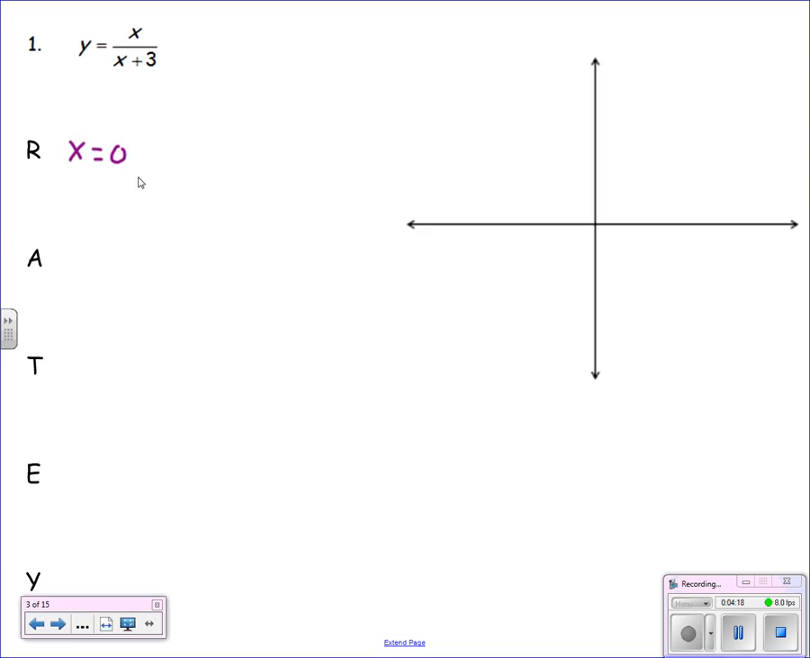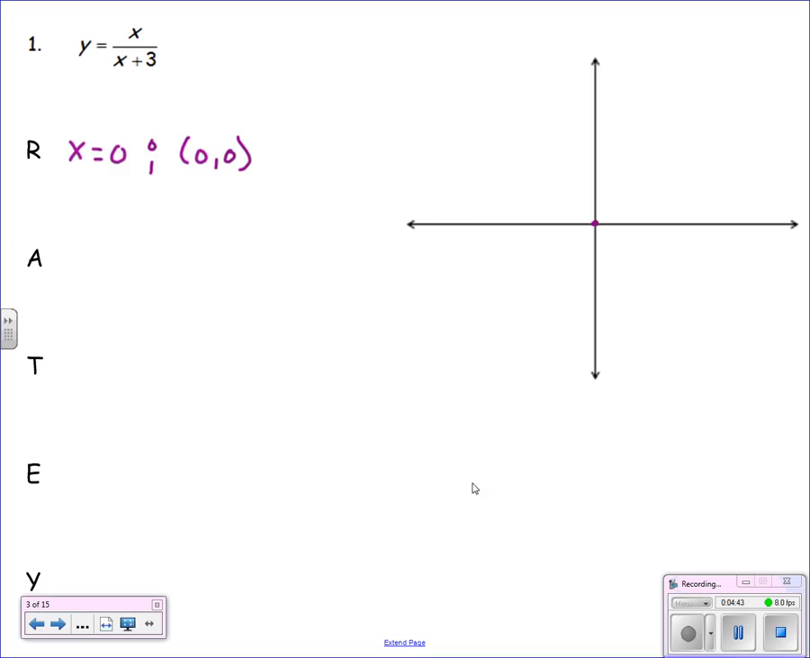Solve means get the variable by itself. X is by itself, so I've already solved it. And then you write your solution as a point. So it'd be 0, comma, 0. At the same time that you find each piece, go ahead and apply it to the graph. So here's 0, 0. That's our root. We're going to label it later.